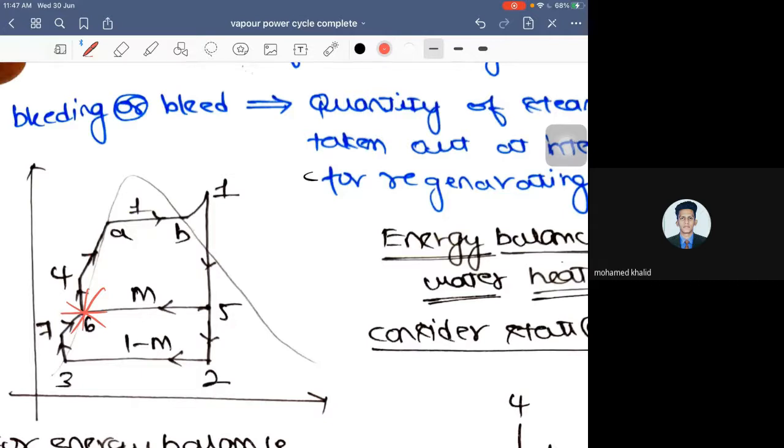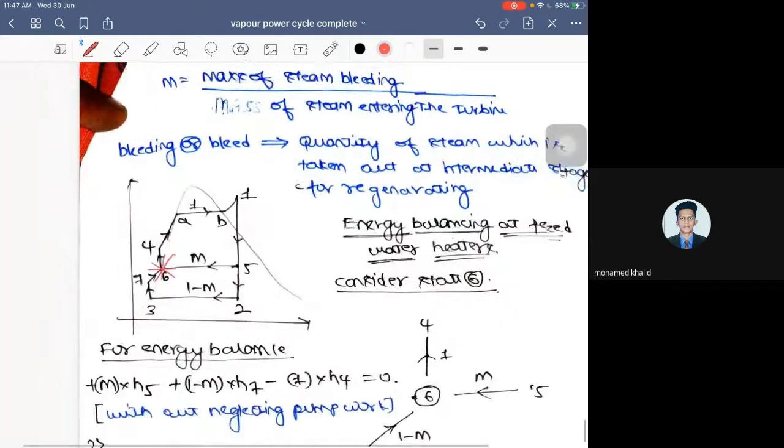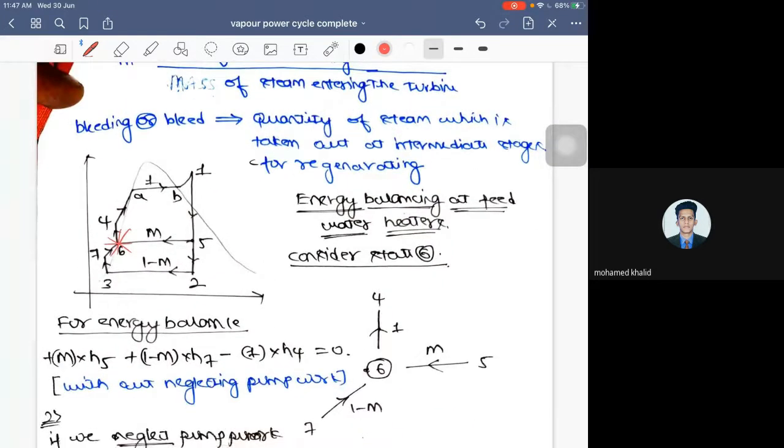Now let us try to understand and draw a diagram like this. This is state number 6. For state number 6, what are the different steams incoming and outgoing? I am getting m amount of steam from state 5 to state number 6. Yes or no? Please do reply. This is important to understand.